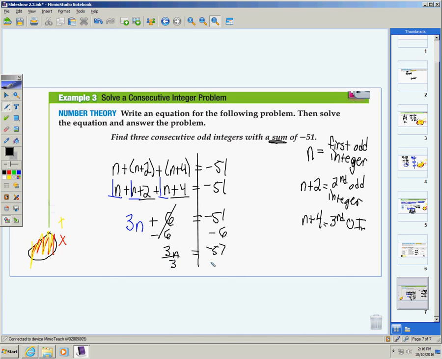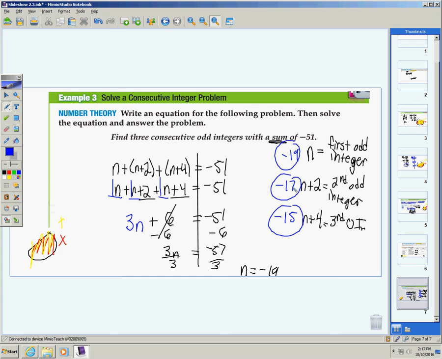Which means my first number is negative 19. What's the next one? Well, I just got to add 2. It would be negative 17. And the next one, if I add 4, I'd get negative 15. We can check this if we just add these 3 numbers together. Negative 19 plus negative 17 plus negative 15 is negative 51. So I did the problem right.